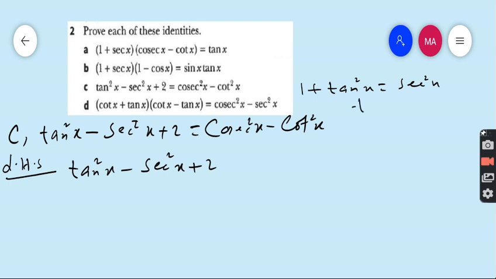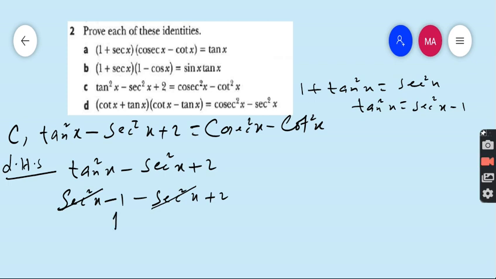Therefore tan square x is equal to sec square x minus 1. So in the left hand side you can replace tan square x with sec square x minus 1, minus sec square x plus 2. This sec square x cancels by this sec square x. 2 minus 1 is what? 1.